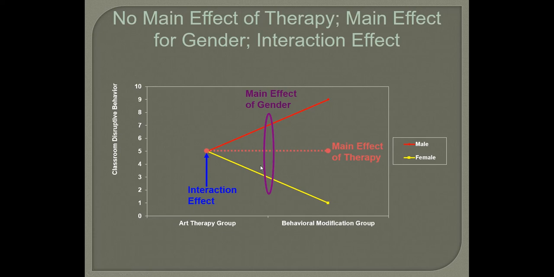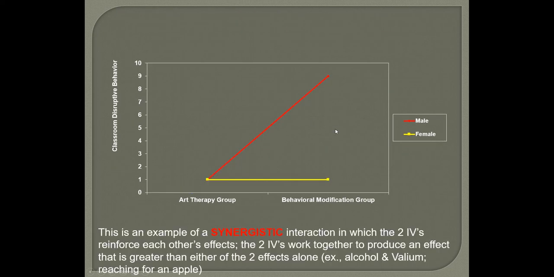Here we have an example where there's no main effect of therapy. Basically, the therapy effects are equal across art therapy and behavior mod, but if you look at the interaction, there is an interaction because for the females, behavior mod is resulting in lower scores, and for the males, behavior mod is resulting in higher scores.